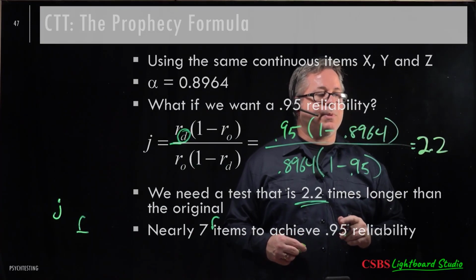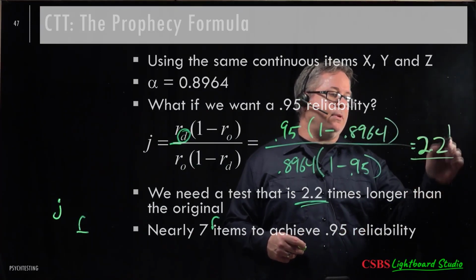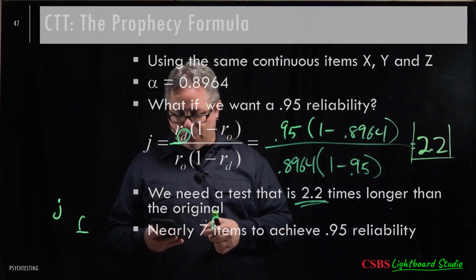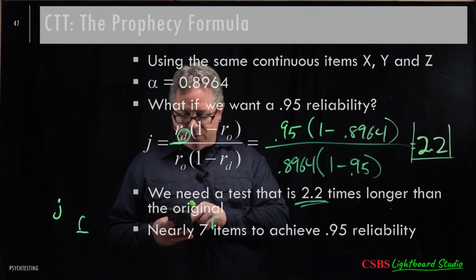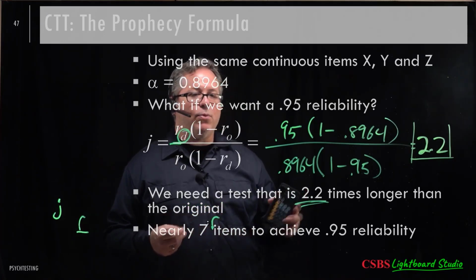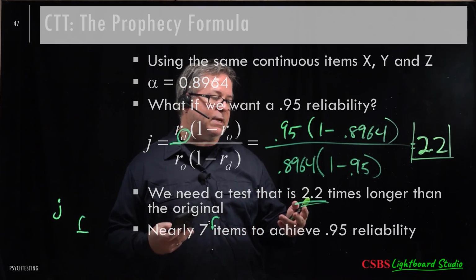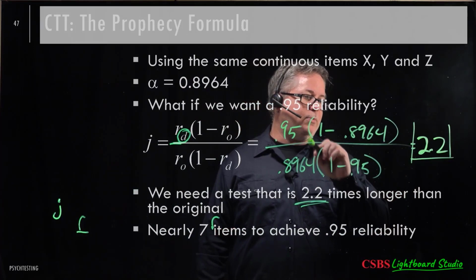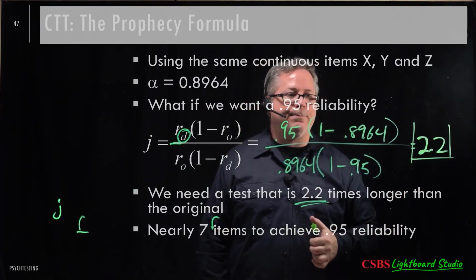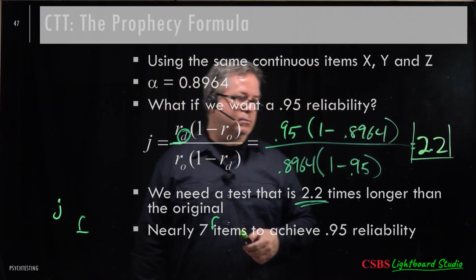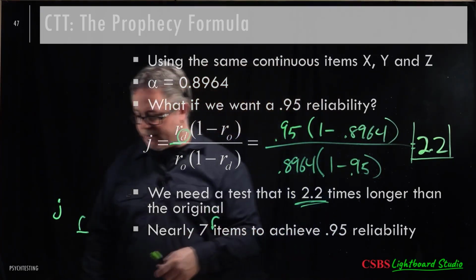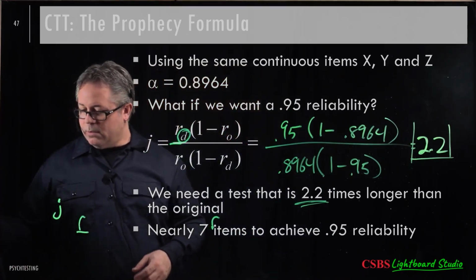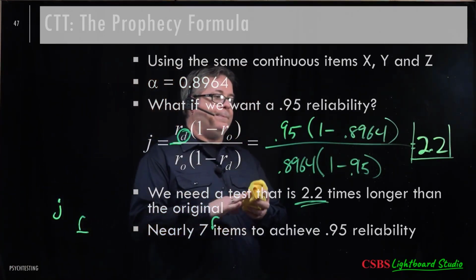So that means that I would need to be 2.2 times longer. Right now we're at 3 items. It's not very long. So 3 times 2.2 means I need to have 6.6 items, or roughly 7 items. If I go to 7 items instead of 3, I would then get to a reliability that's 0.95 or more. That's why it says nearly 7 items. I would just round up to 7 items to get to the reliability that I want. Questions?